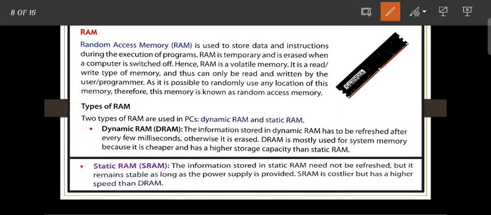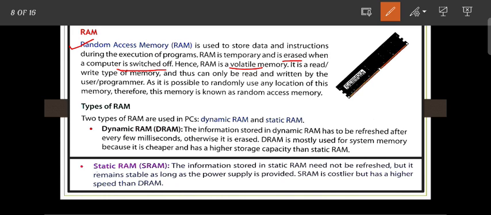Next is RAM. RAM is the main primary memory of a computer. The full form of RAM is random access memory. It is used to store data and instruction during the execution of a program. RAM is temporary and is erased when a computer is switched off. Hence, RAM is a volatile memory, because RAM erases the data when the computer is switched off. That's why the RAM is called volatile memory.